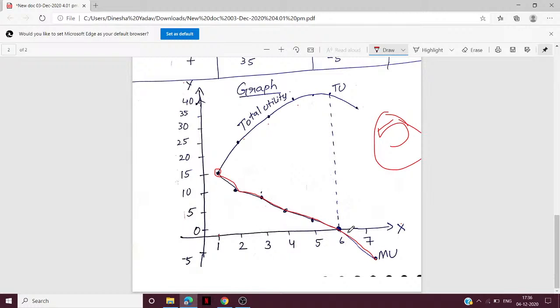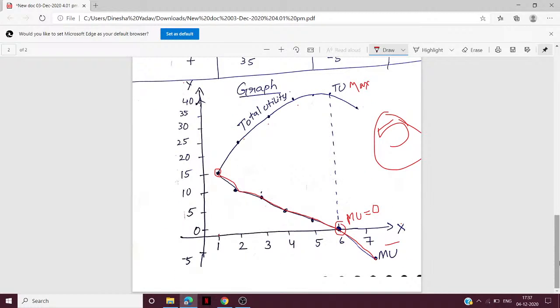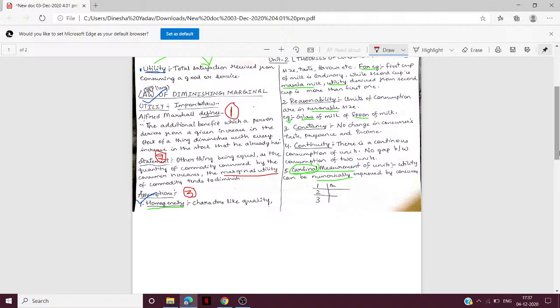After that, see here, when total utility is maximum, marginal utility is 0. When total utility is maximum, marginal utility will be 0. After that, it will go to negative, as you have observed in the table. The same case appears here also, as we are presenting the same points in graphical representation. So after that, your answer for the law of diminishing marginal utility will be completed.